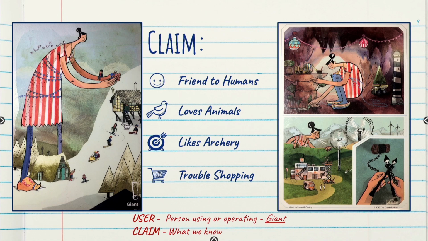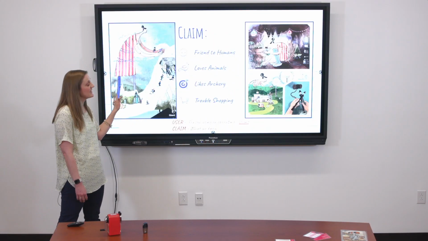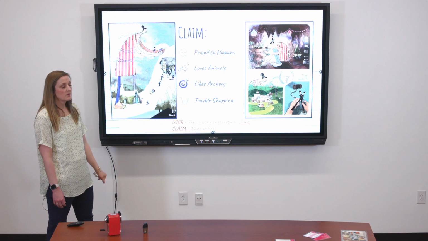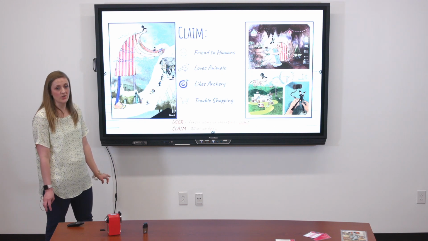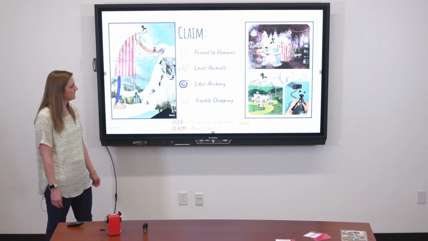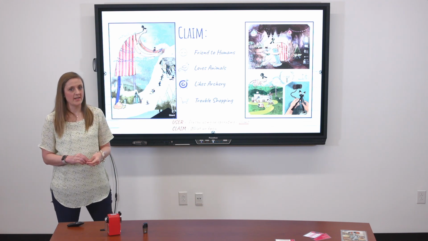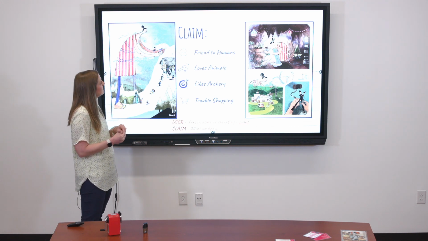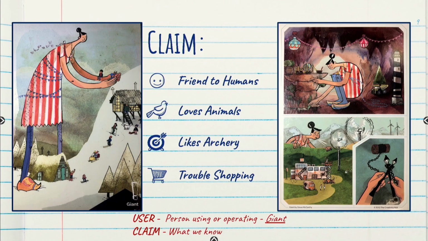My next claim is that this giant is a friend and also loves animals. Do you see that with your observation skills? Look at all the pictures. I'm also going to make the claim that I think this giant likes archery. Use your observation, see if you can find where I've made my claim.